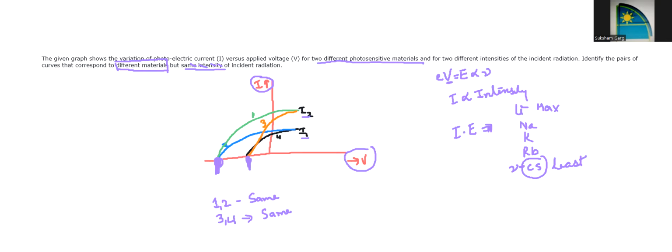But intensity wise, if you notice, then we can see that curve 1 and curve 3 have same intensity, and in the same way curve 2 and curve 4 have same intensity of light. Intensity is different than energy. These materials have same intensity, but 1 and 2 are actually the same material and 3 and 4 are the same material.